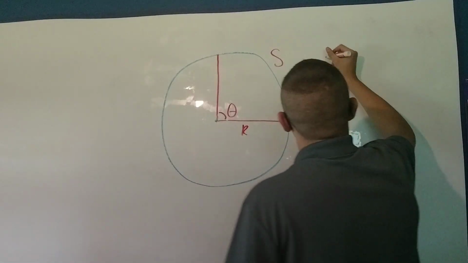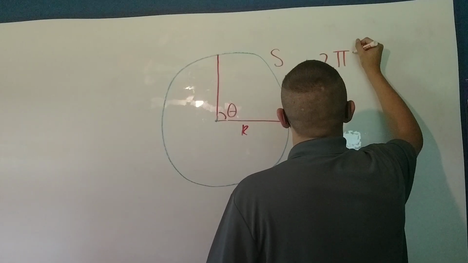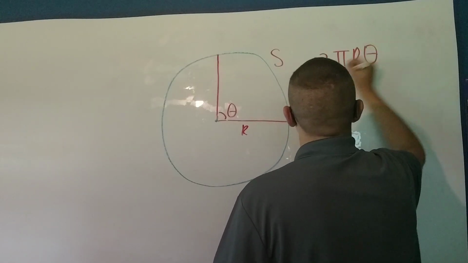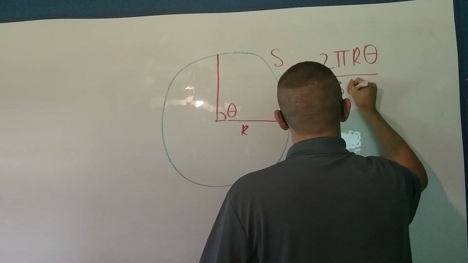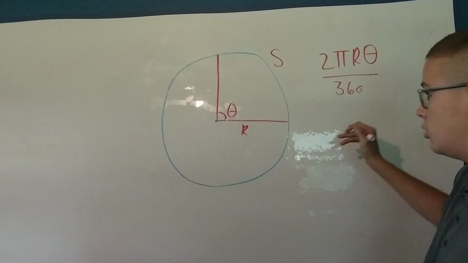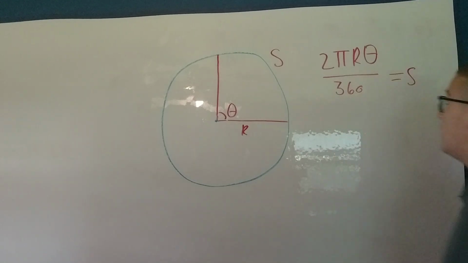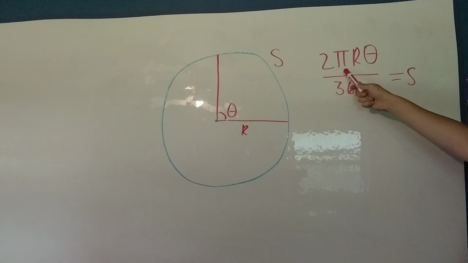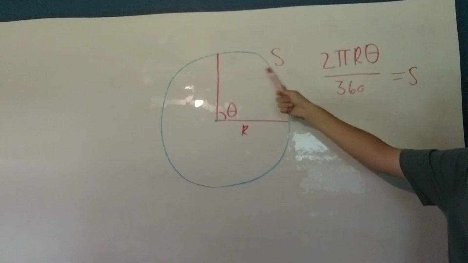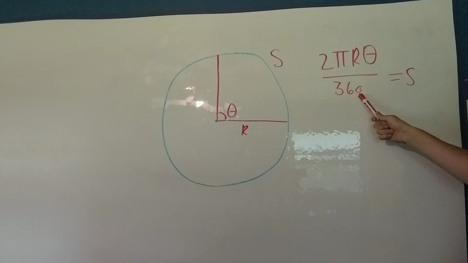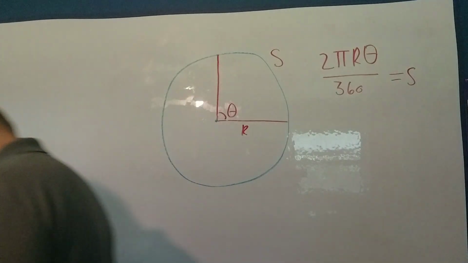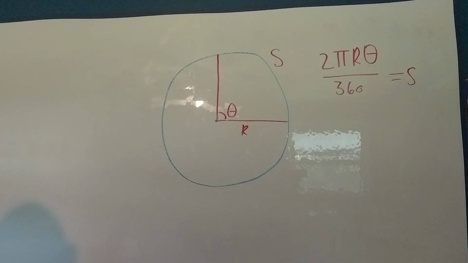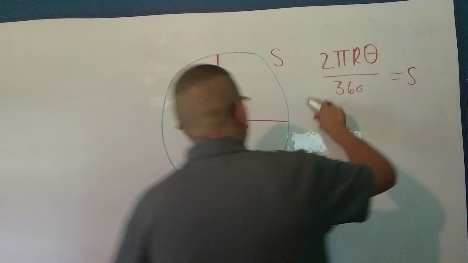We can say 2 pi r theta over 360, or if you're working in radians, 2 pi, equals s. And that's the formula for doing all this. So 2 pi r, your circumference, times this angle, divided by 360, equals the arc length. Right, and now let's do the same thing for the area of the shaded region.